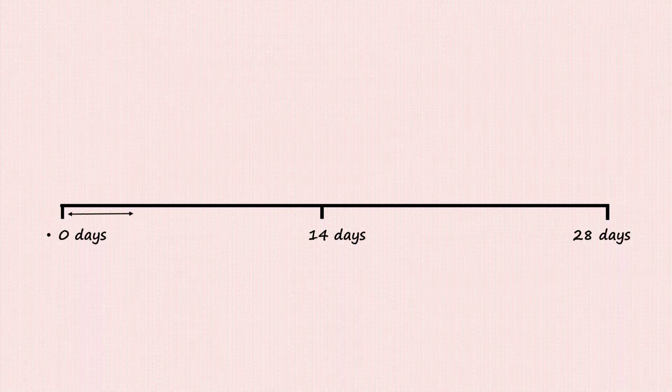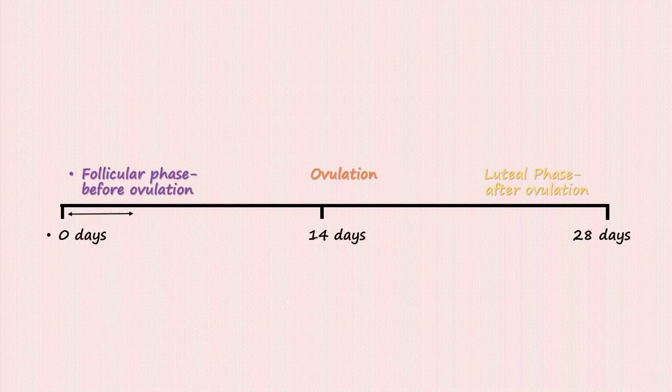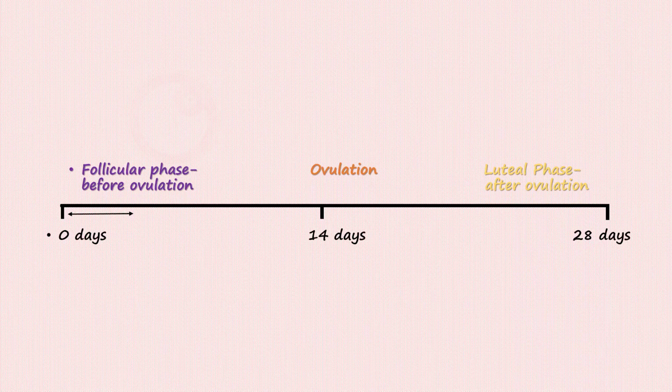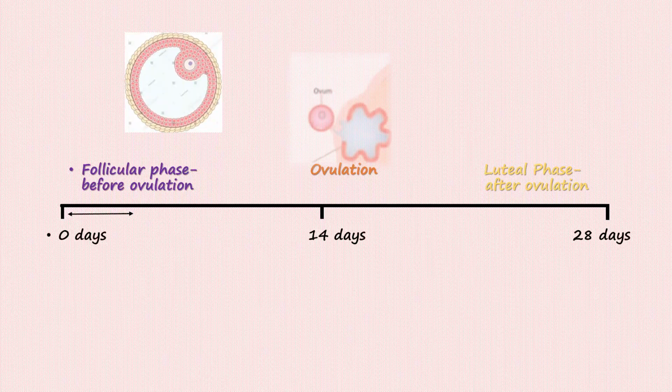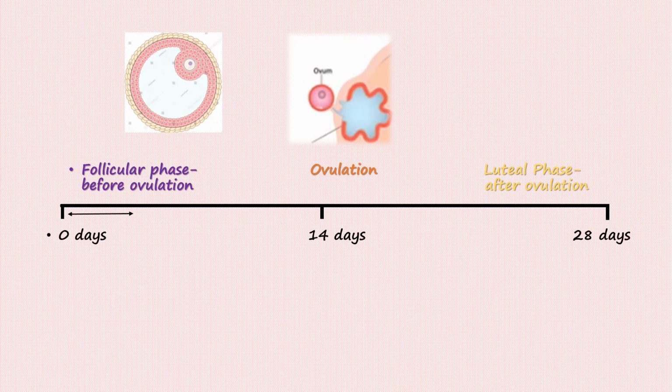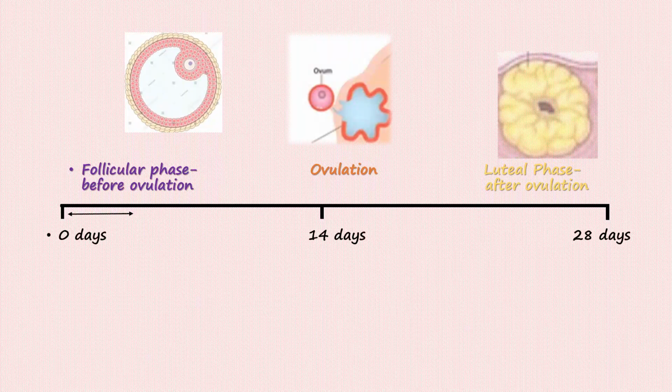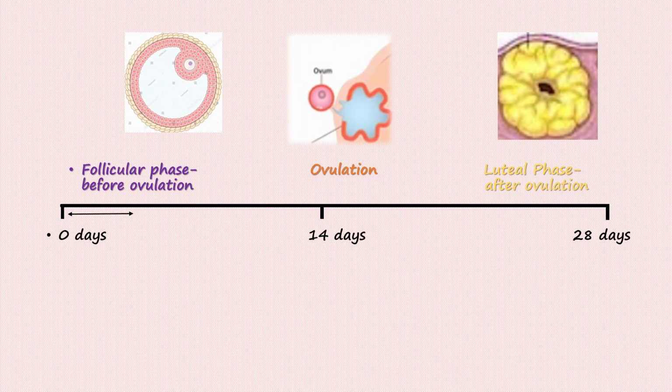We will use the classic 28-day cycle for simplicity, but remember, many cycles range from 28 to 35. The follicular phase occurs from day 0 to 14 before ovulation. Ovulation occurs at day 14 and the luteal phase occurs from day 14 to 28.